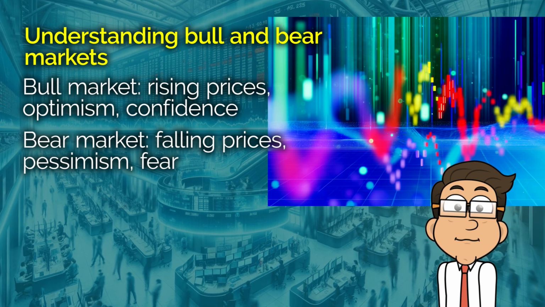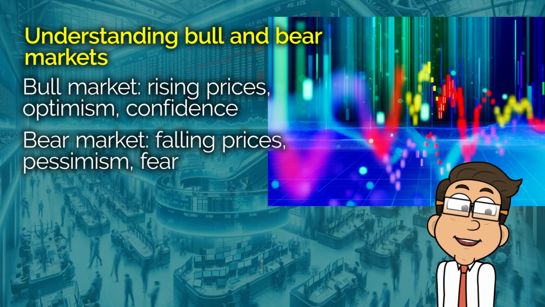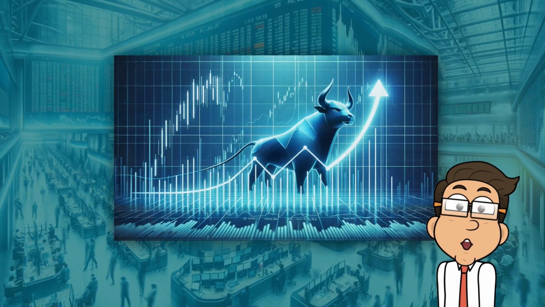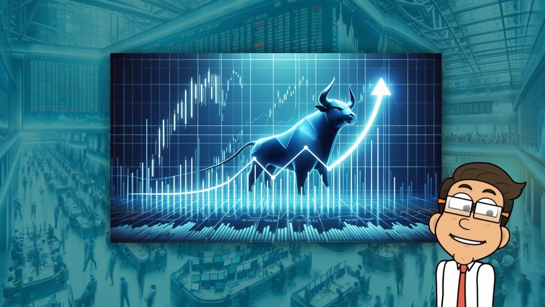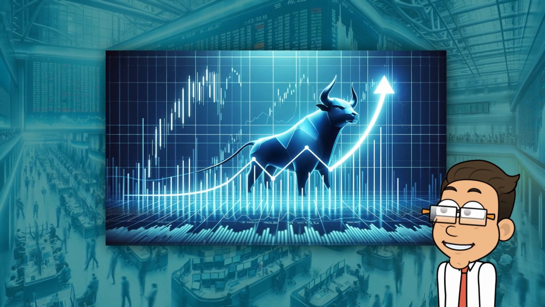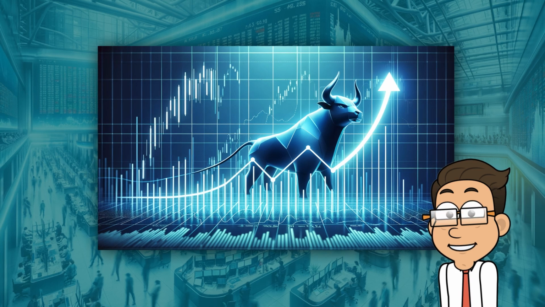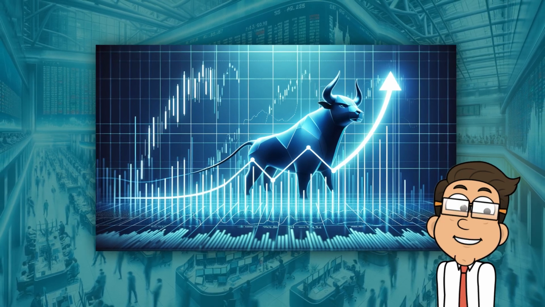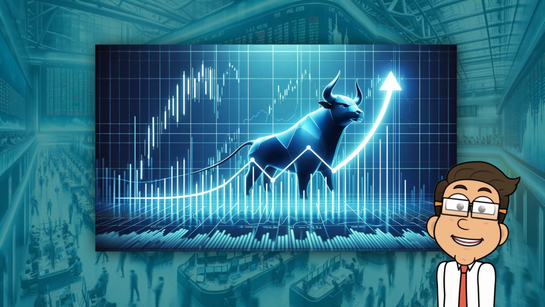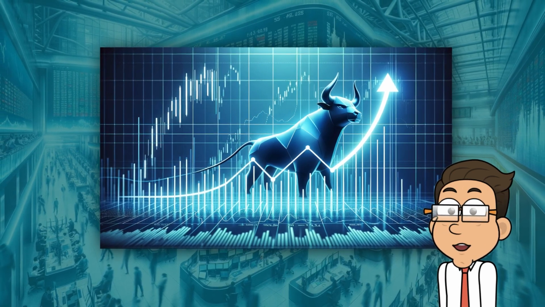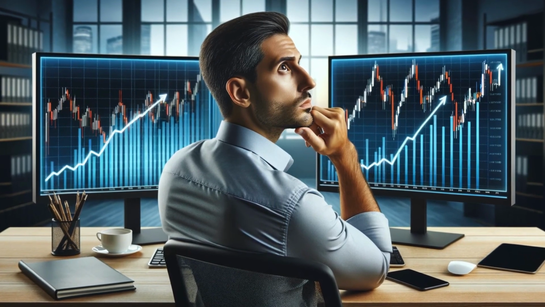A bull market is a period when prices in the stock market are rising or are expected to rise. It's called a bull market because of the way a bull attacks, by thrusting its horns upward. When people talk about a bull market, they often refer to stocks, but it can apply to any market, whether it's real estate, bonds, or even commodities like gold. The key thing to remember is that a bull market is characterized by optimism, investor confidence, and expectations that strong results will continue. On the other hand, a bear market is the opposite.